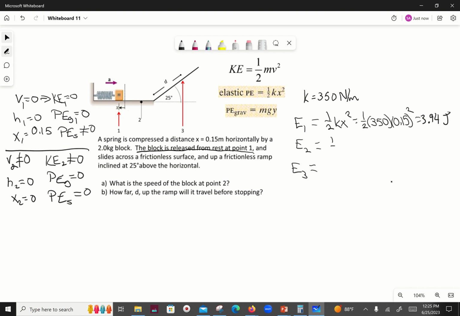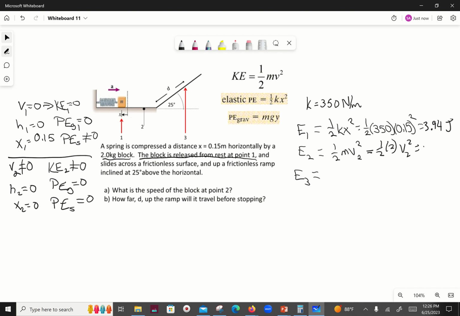So that's going to be 1/2 m times v2 squared. And let's see, what do I know? I know my mass is 2 kilograms. So I can say that's 1/2 times 2 times v2 squared. And I don't know what v2 is. That's what I'm trying to find in part A. So I've got 1/2 times 2, which is 1. So it's just going to be 1 times v2 squared. So I've got an equation rather than a number.